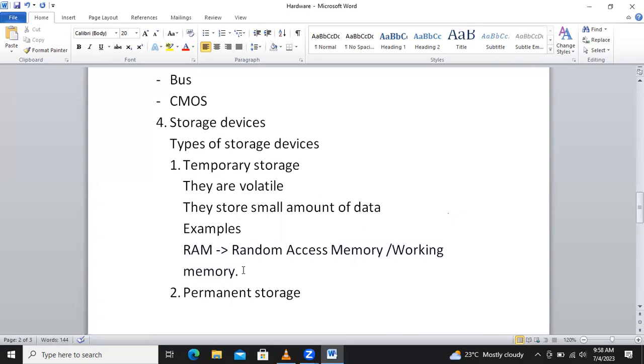Then we also have cache memory as an example of temporary storage, because even this one loses data when power goes off.